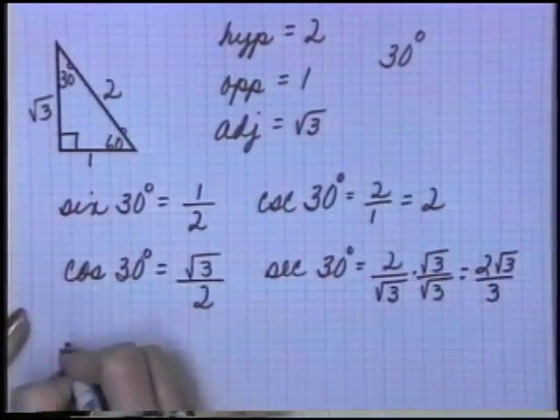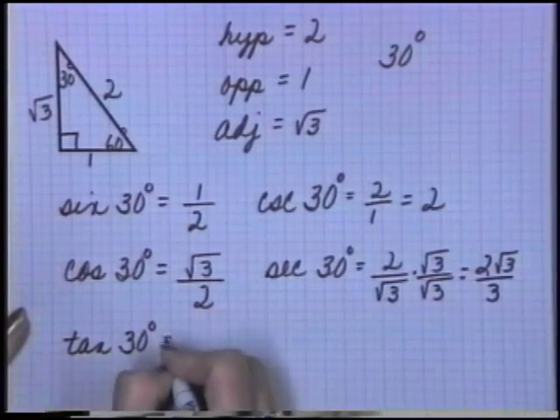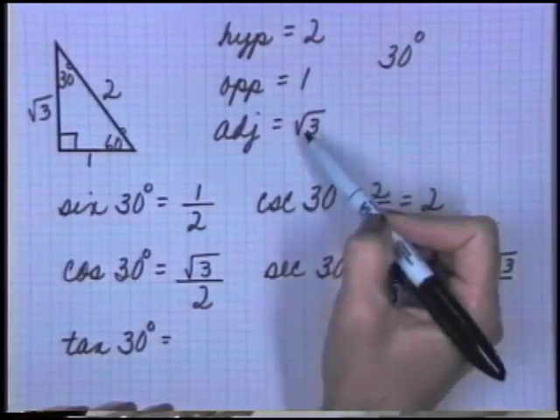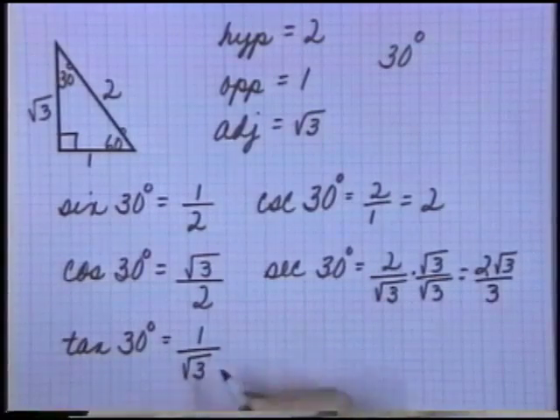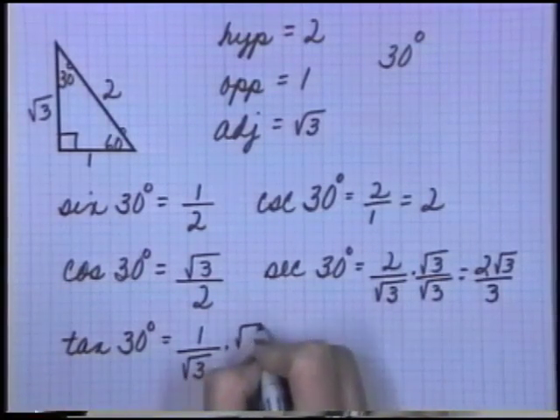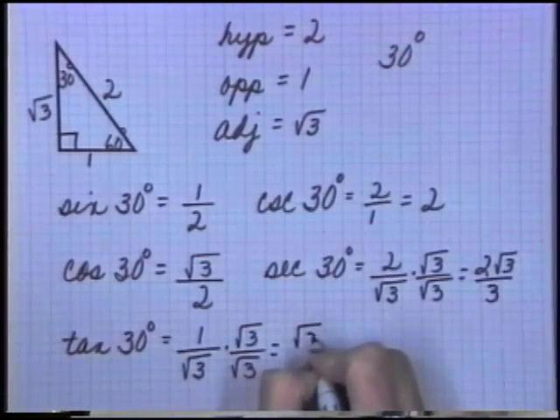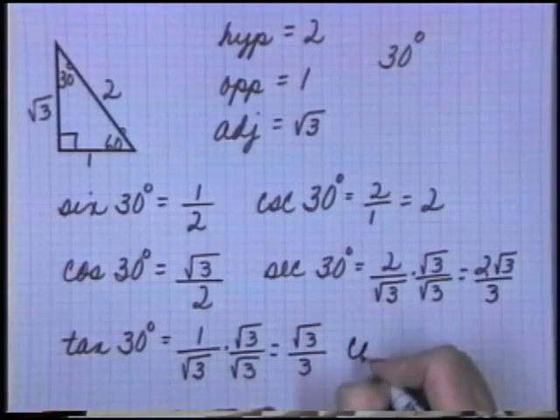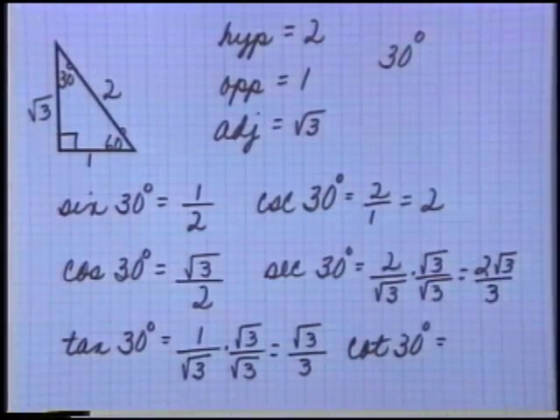Last, let's look at the tangent of 30 degrees. It's equal to the opposite leg divided by the adjacent leg, so that would be 1 divided by the square root of 3. Let's rationalize, and we get the square root of 3 divided by 3. For the cotangent of 30 degrees, we'll use the reciprocal of the tangent.